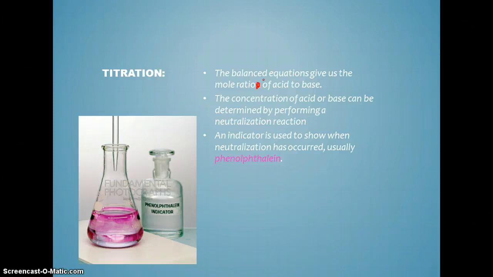And we're going to use an acid-base indicator to show when neutralization has occurred. Now usually this is an indicator called phenolphthalein. As you can see in the picture, phenolphthalein is colorless, and when you get to that neutralization point it turns pink, so then you know that the solution has been neutralized. So that's what we're going to be using when we actually do the titration.